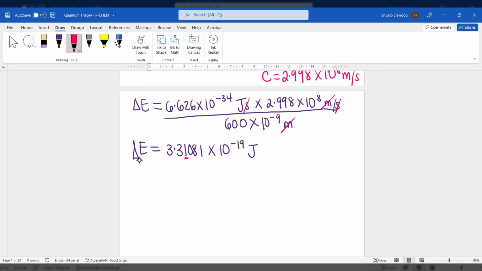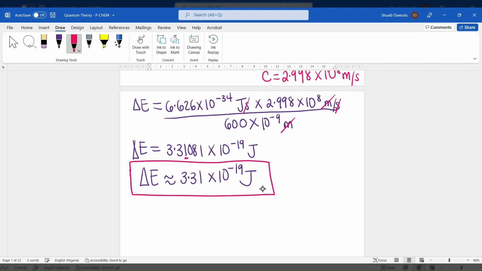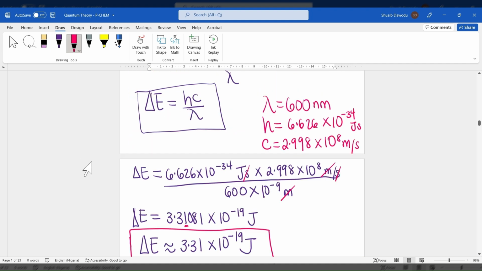So we end up with the change in energy of the photon, or the energy of the photon, becomes 3.31 times 10 raised to the power of negative 19 joules. So this is basically the answer to this question. Yeah, that's it. But let's not forget, we are not done.